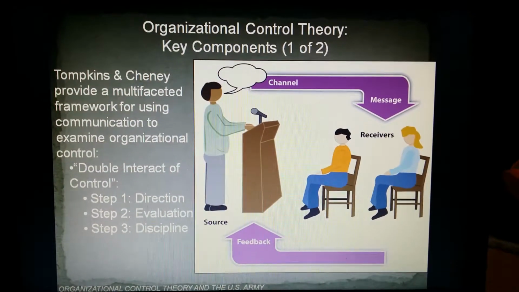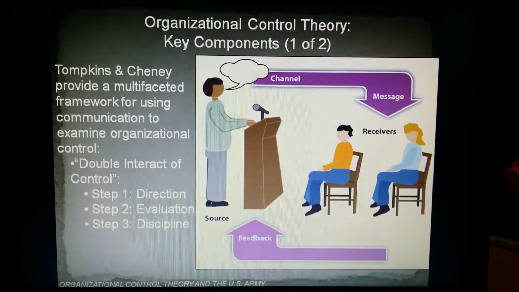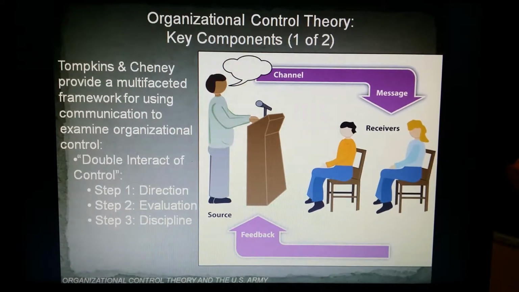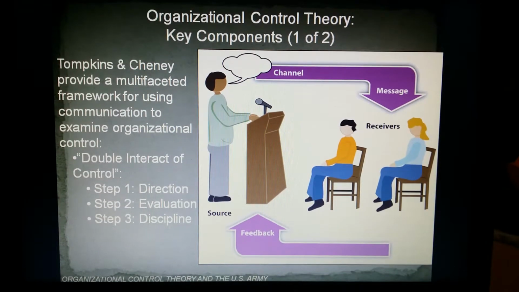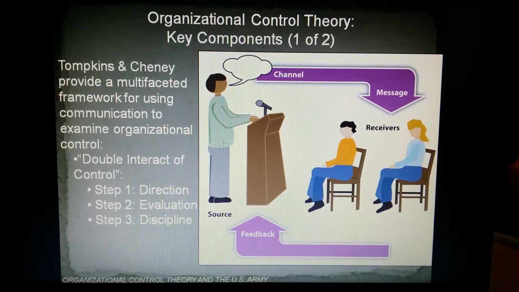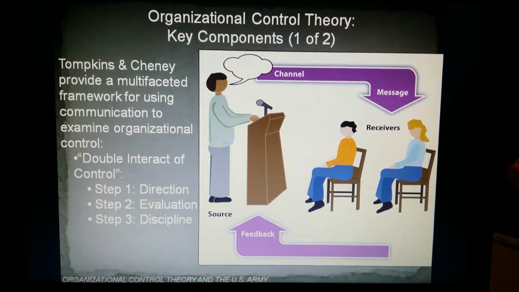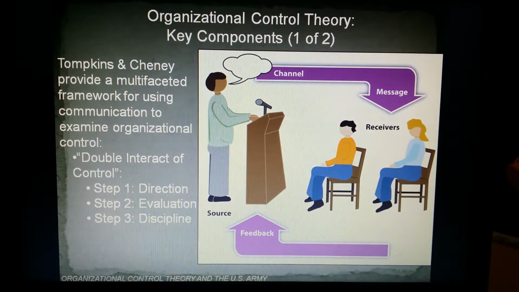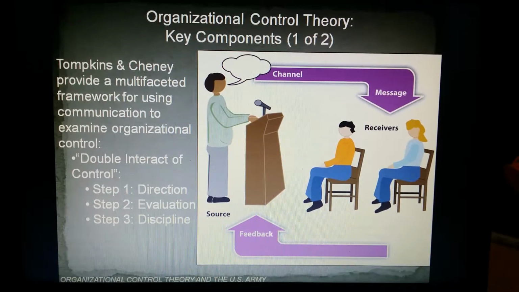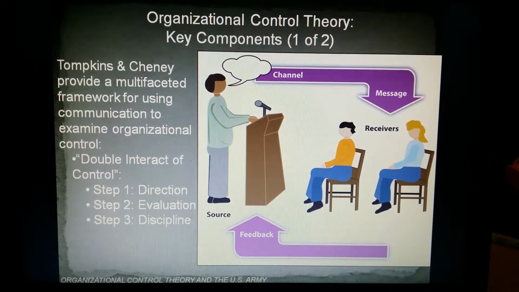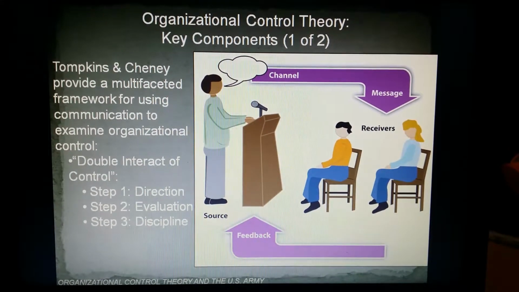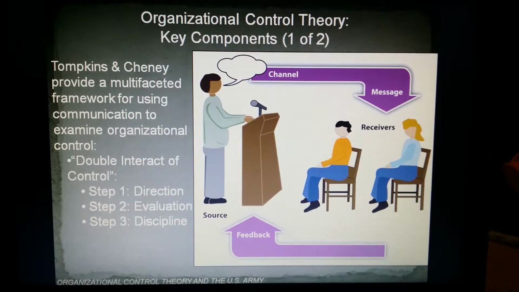The first key component to the theory is Tompkins and Chaney's double interact of control framework. Essentially, the double interact of control is a framework used to analyze how communication is used to control an organization. The first step is called the direction step. In this step, the organization's leader gives instruction to a subordinate or a group of subordinates. The second step is the evaluation step. This is when the leader examines the subordinates' response and/or their feedback to the message.